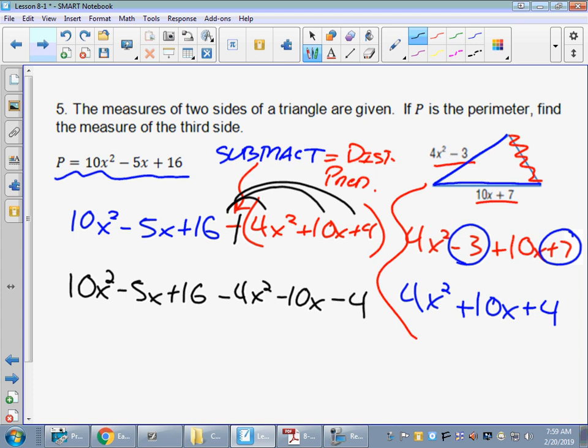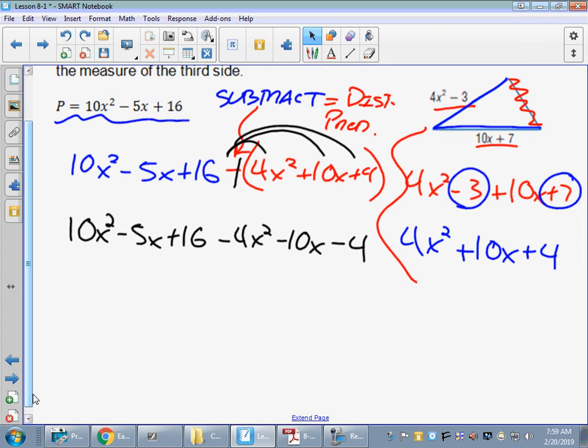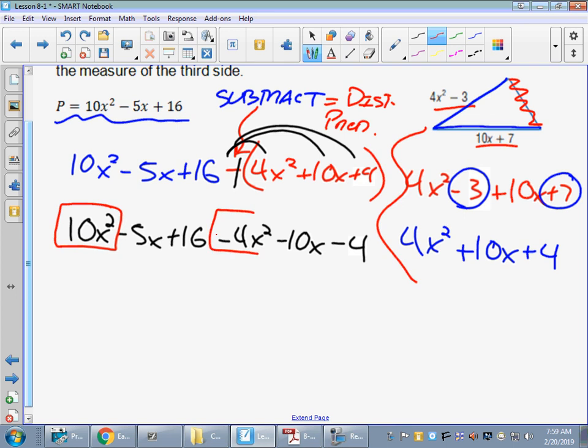And now I'm on to the combine like terms part. So I've got to look at coefficients with the same degree, any like terms. Well, I've got a 10x squared here and a -4x squared here. So together, those would make a positive 6x squared, because 10 minus 4 is 6. And I'm done with those, so I can cross those out. Let's look for any other common terms. Okay, we've got negative 5x and a negative 10x. So together, negative 5 plus a negative 10 is going to give me a negative 15x. And I'm done with those as well.